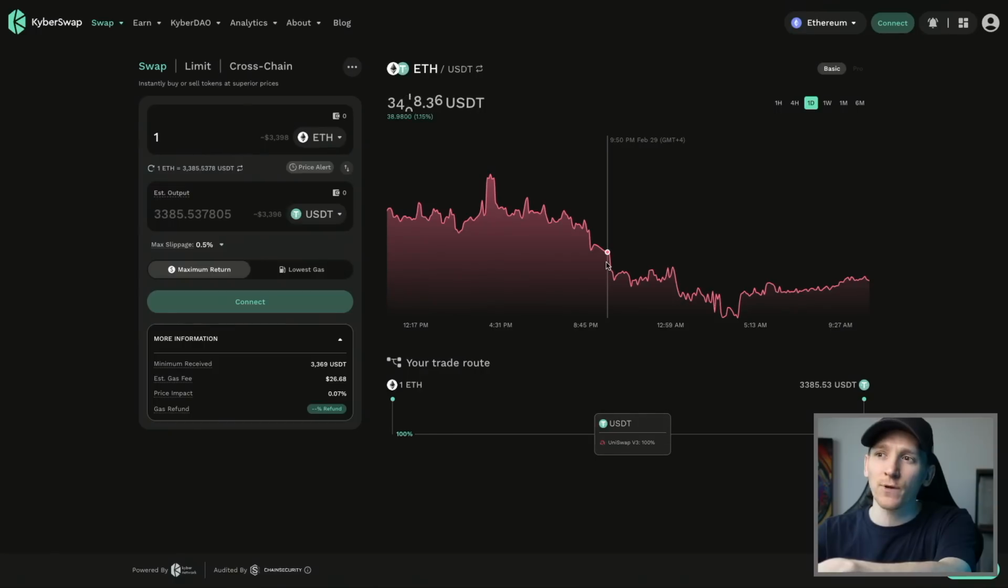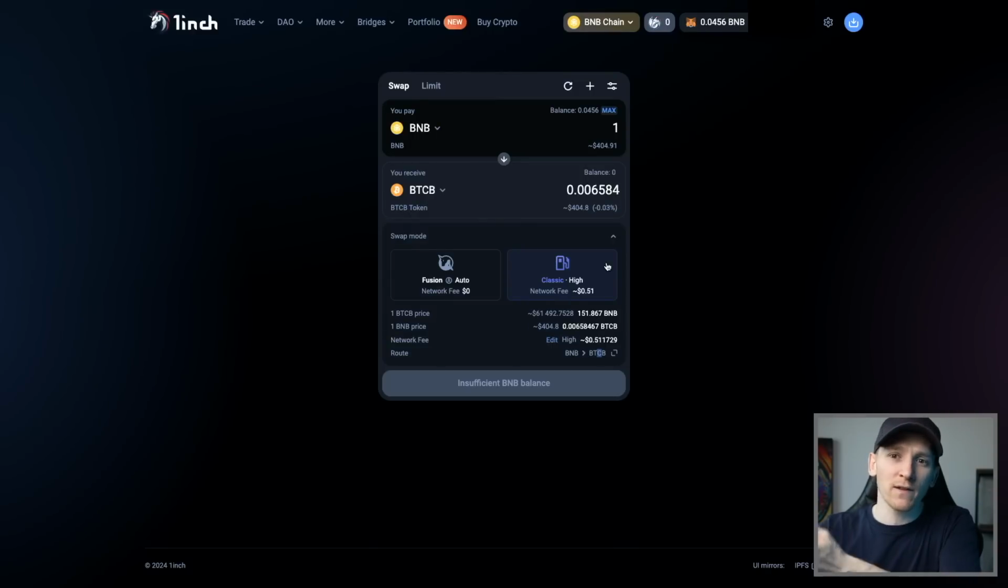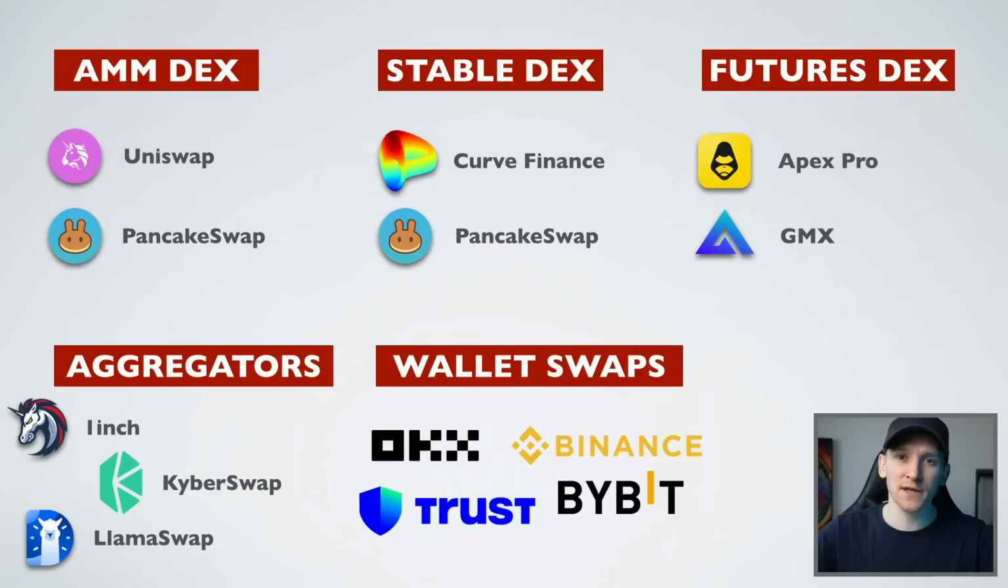It's very easy. You don't have to use all of these different exchanges. You can just go with one exchange, use that, and it's going to give you the best trade. A lot of these exchanges and aggregators are actually just used within wallets that you may use.